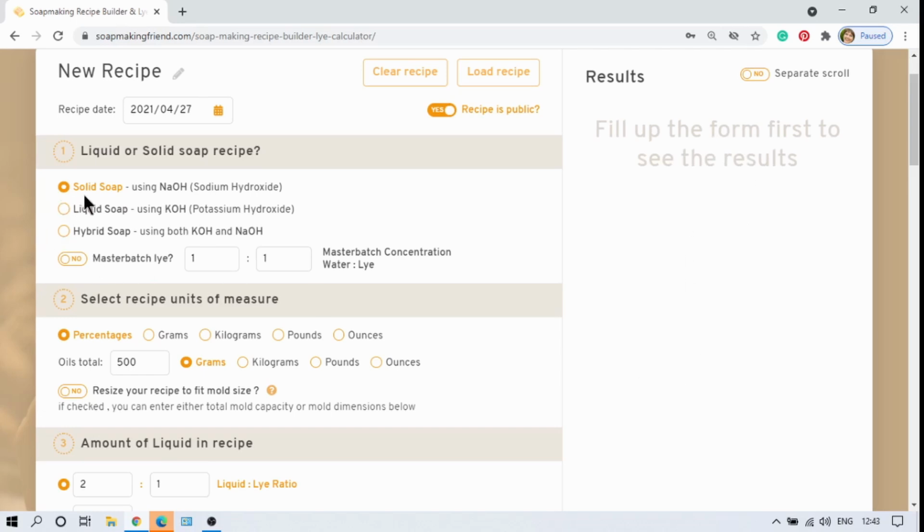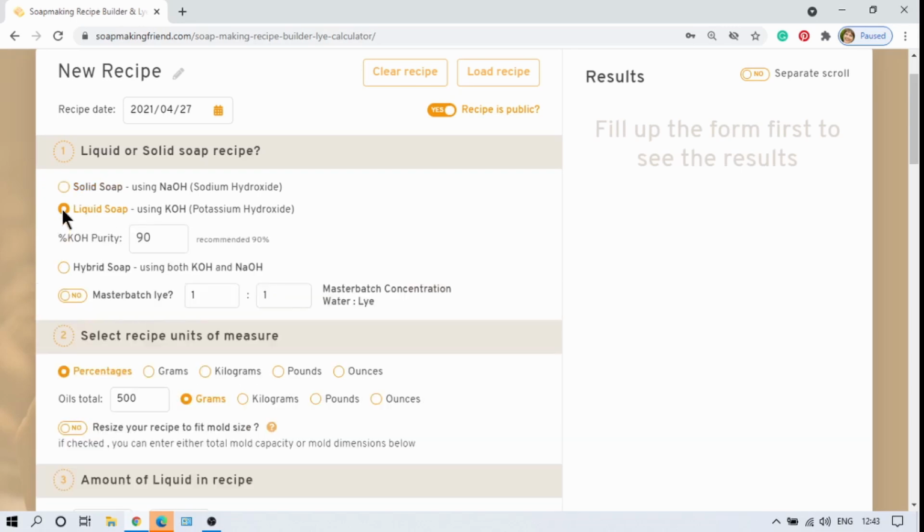Okay, first you must decide if you're going to make a solid soap or a liquid soap or a hybrid soap. Now, solid soap, we're going to use sodium hydroxide. If you were to make liquid soap, it's going to be potassium hydroxide. Hybrid soaps are usually for shaving soap and stuff like that. So it's a soft type of soap, so it's not really liquid and it's not really solid, in between. So for that, you're just going to click liquid soap.